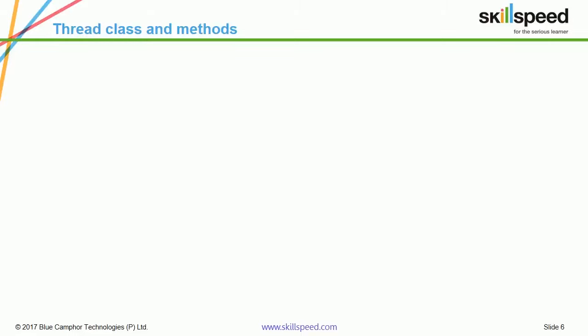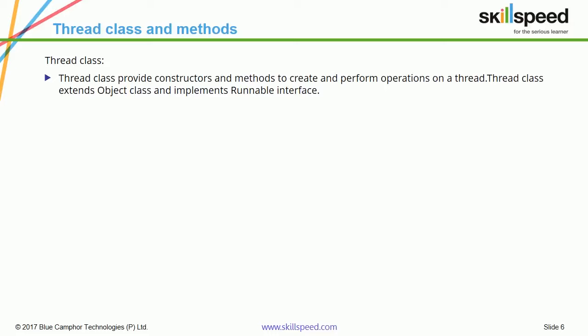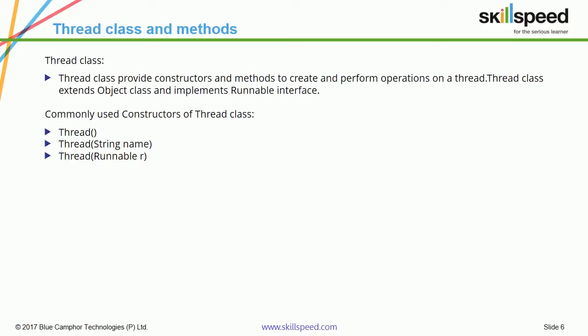Let us look at basic information of the Thread class and its methods. The Thread class provides constructors and methods to create and perform operations on a thread. The Thread class extends the Object class and implements the Runnable interface. The commonly used constructors of the Thread class are Thread, Thread with a String name parameter, Thread with a Runnable r parameter, and Thread with Runnable r and String name parameters.